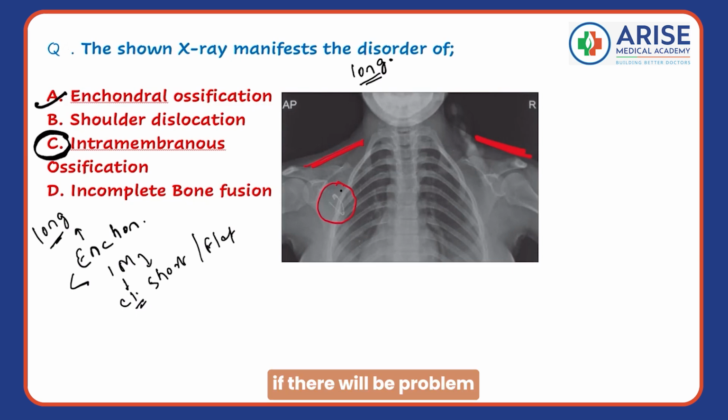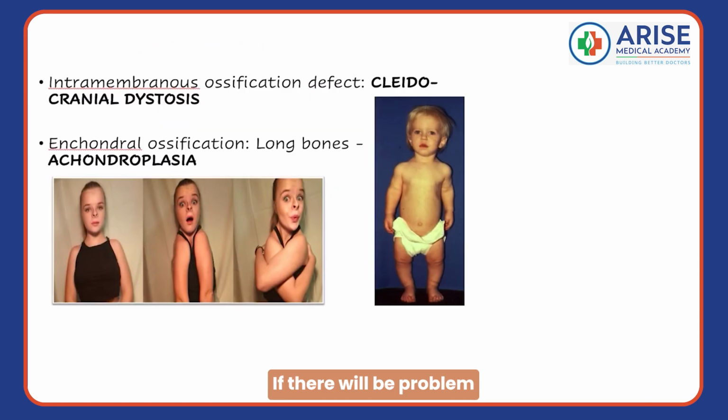If there is a problem in endochondral ossification, it can lead to achondroplasia, and this is a case of cleidocranial dysostosis. I hope all these points are clear to everyone.